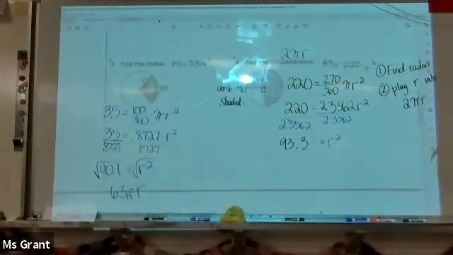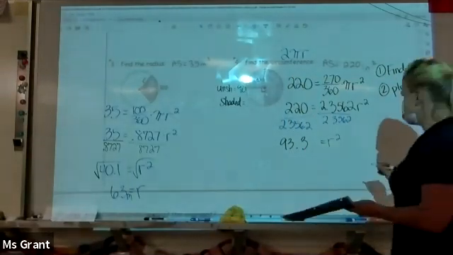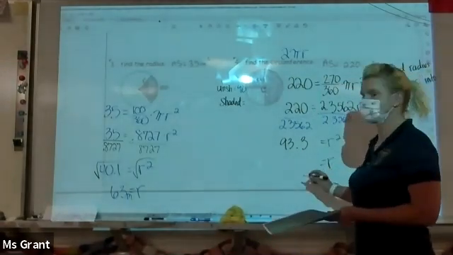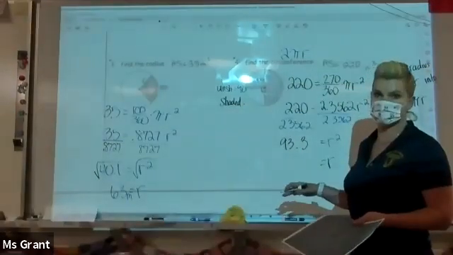Square root both sides, right? Are we on the right track? Are you getting the numbers I'm getting? Square root of 93, well, obviously, square root of 100 is 10, so it's going to be less than 10.